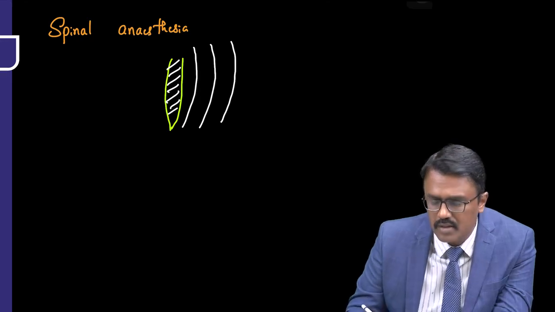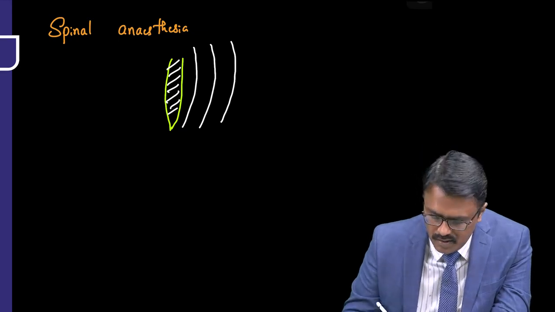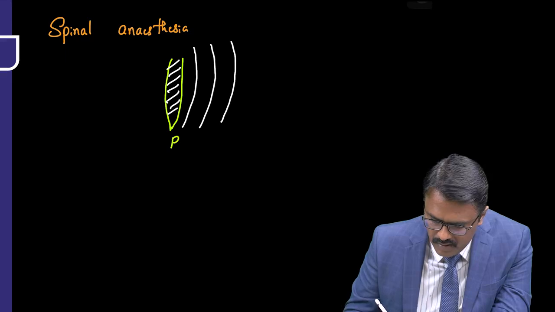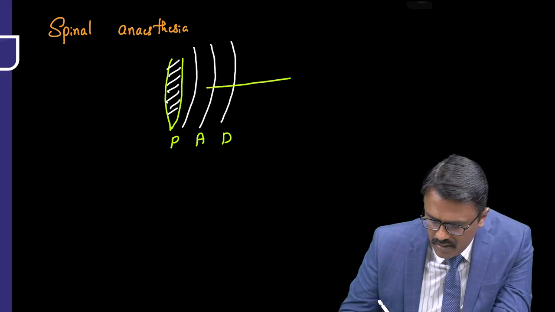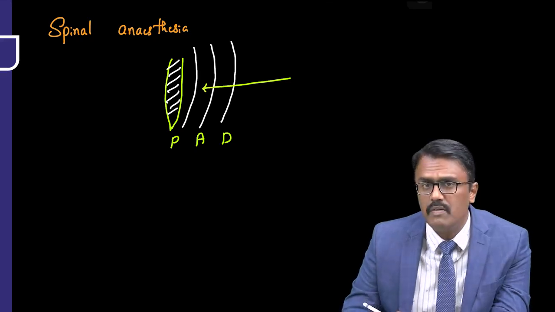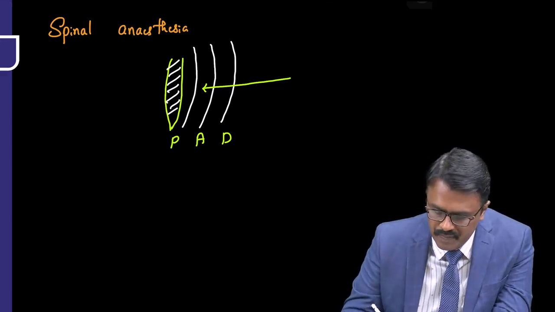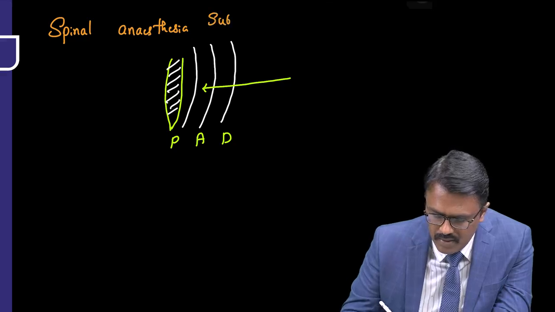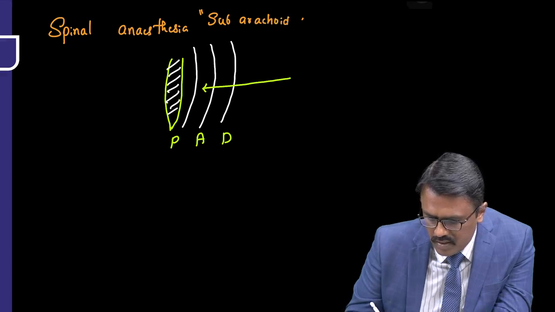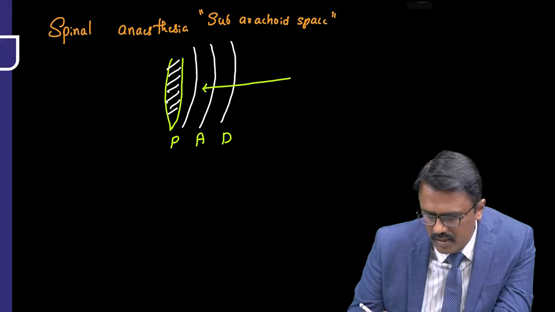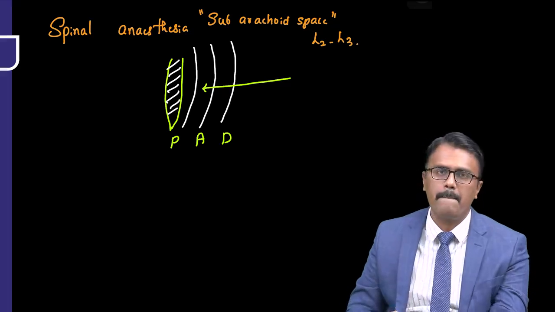Now what we do, when we are giving local anesthesia, we give it into the, let me write this, pia, arachnoid, dura mater. So when we pass the needle at the space of L2, L3, here is the place where we inject local anesthesia, that is the subarachnoid space. Sub means below, arachnoid space. So that is the spinal anesthesia, usually at the level of L2, L3.